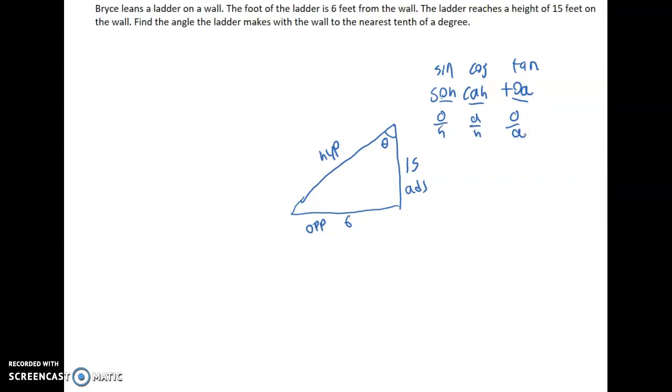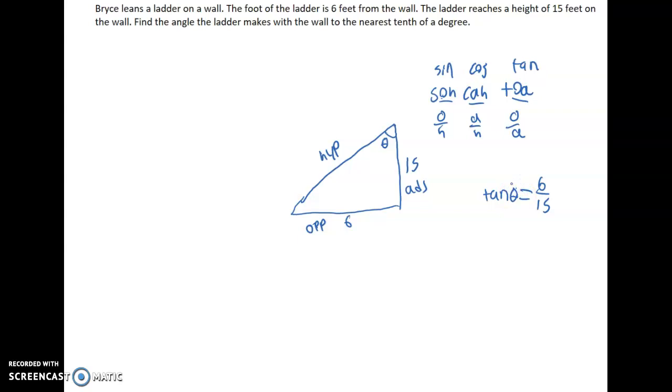Since we are trying to find an angle measurement, and we are given the opposite and adjacent, we can use the tan function. And because tan is opposite over adjacent, we know that 6 over 15 can be set equal to tan of theta.